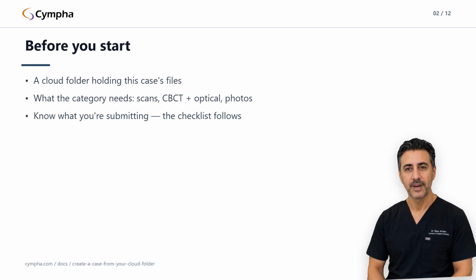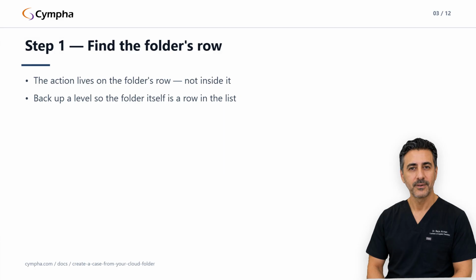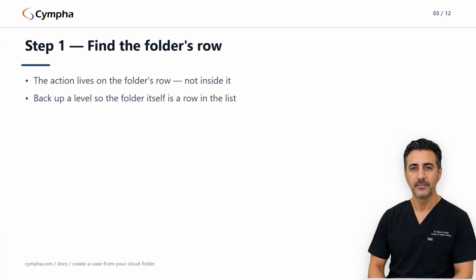Step 1 sounds trivial and hides the single most common stumble. Sign in, open My Cloud, and find the folder you want to use. Here's the stumble: you do not open the folder to start a case. The action lives in the folder's row menu, which means you need to be looking at the folder from outside, in its parent view, not browsing around inside it.